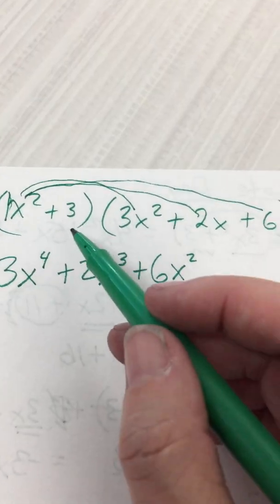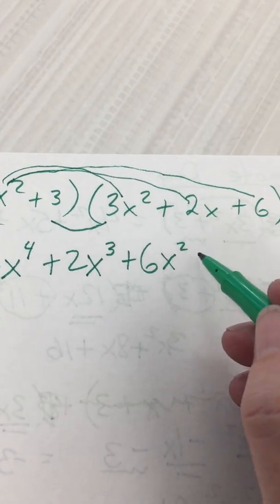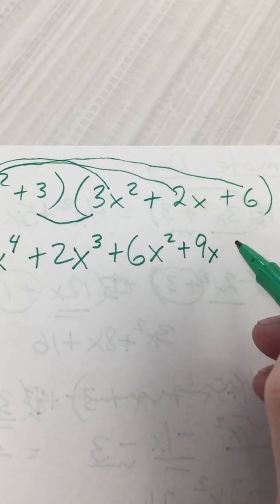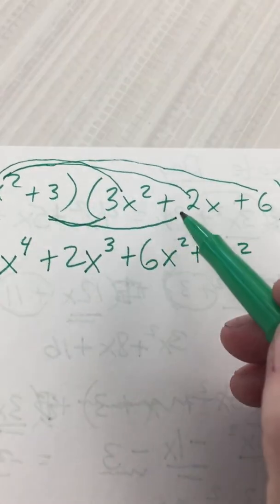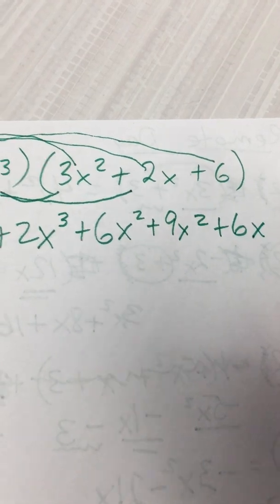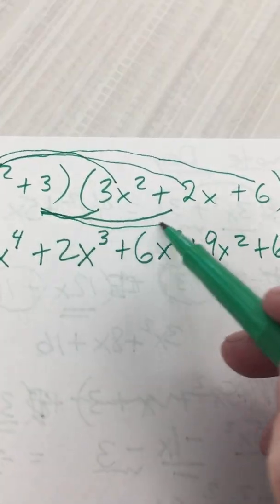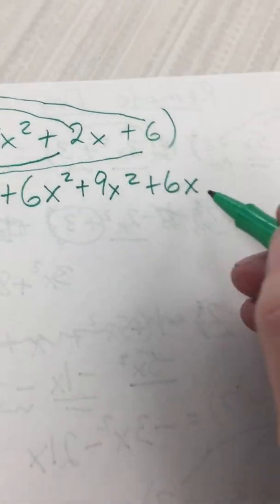And then I'm going to come back and multiply this piece. 3 times the first one, 3 times 3 is 9, and it's got an x squared with it. And then I'm going to multiply the 3 times the second piece, so 3 times 2 is 6, and there's an x with that. And then I multiply the 3 times the last one in here, which is a positive 6. So 3 times 6 is 18, and there are no x's with this piece.